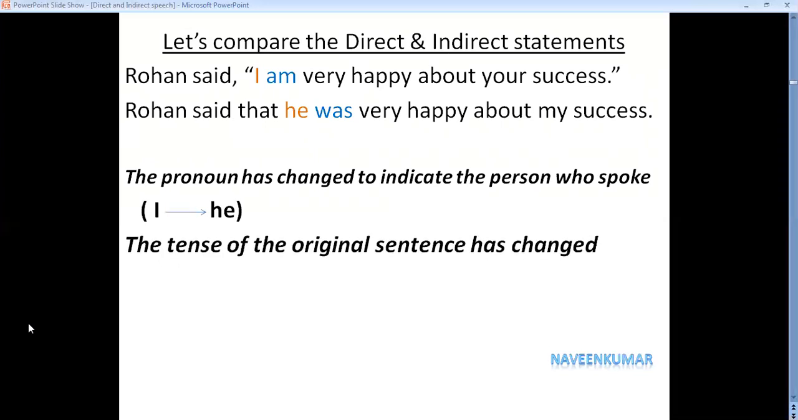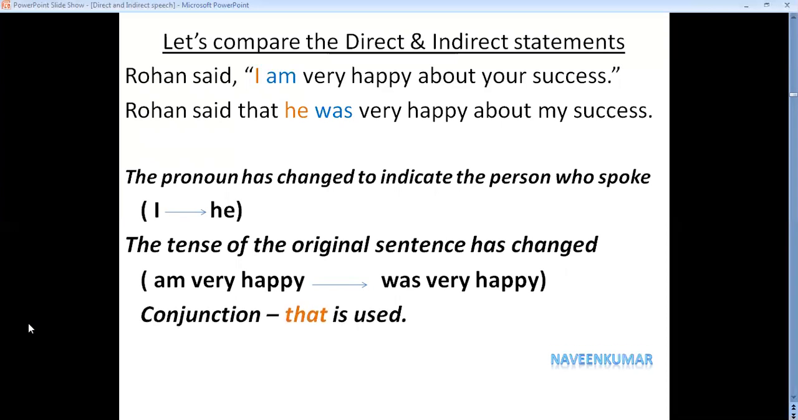Second change is the tense of the original sentence has changed. The tense of the original sentence is I am very happy, that is simple present. So that has been changed to simple past. I am very happy became was very happy. The third one is the conjunction that is used in indirect speech. This conjunction that, you can skip it. It's not compulsory that you have to use it. Either you can use or you can skip this.